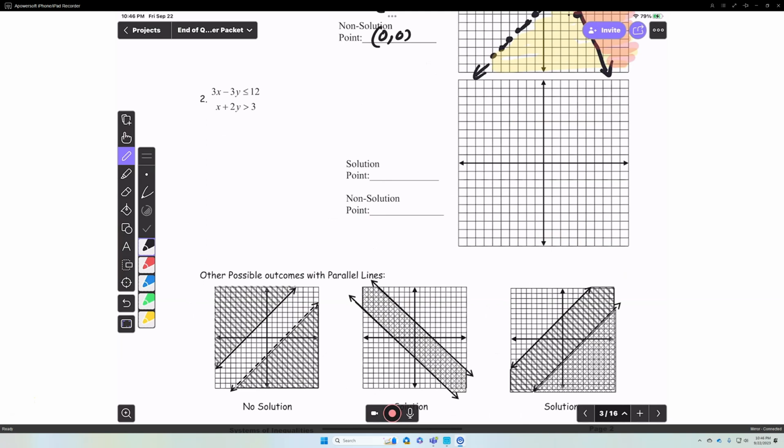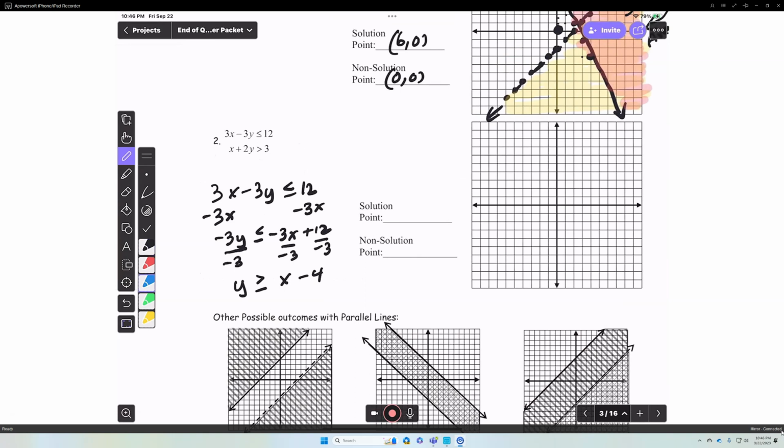Now, there might be inequalities that are not already solved for y. You might have to solve, so I'm going to go ahead and do 3x minus 3y is less than or equal to 12. So I'm going to solve for y. I subtract 3x from both sides. So you have negative 3y is less than or equal to negative 3x plus 12. And then we divide by negative 3. And just like I said before, if you divide by negative 3, we have to change the inequality. So you have y is greater than or equal to x minus 4.